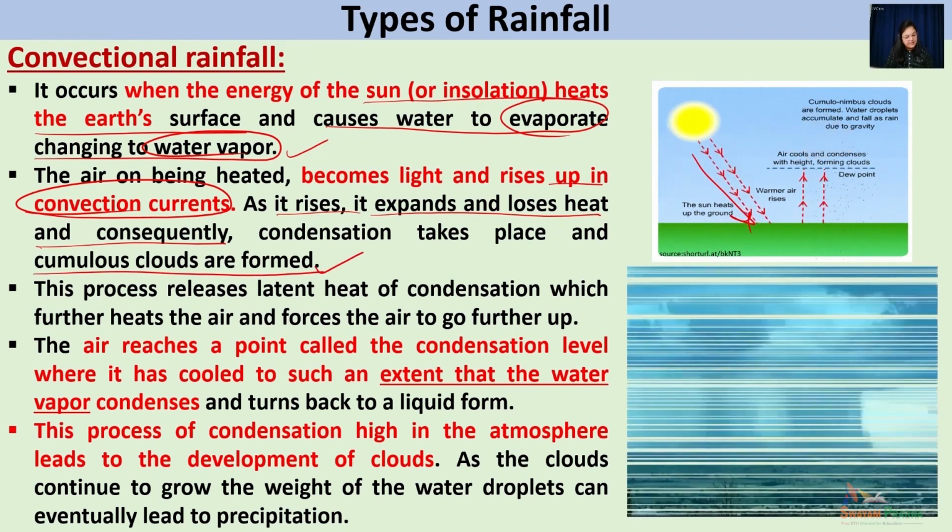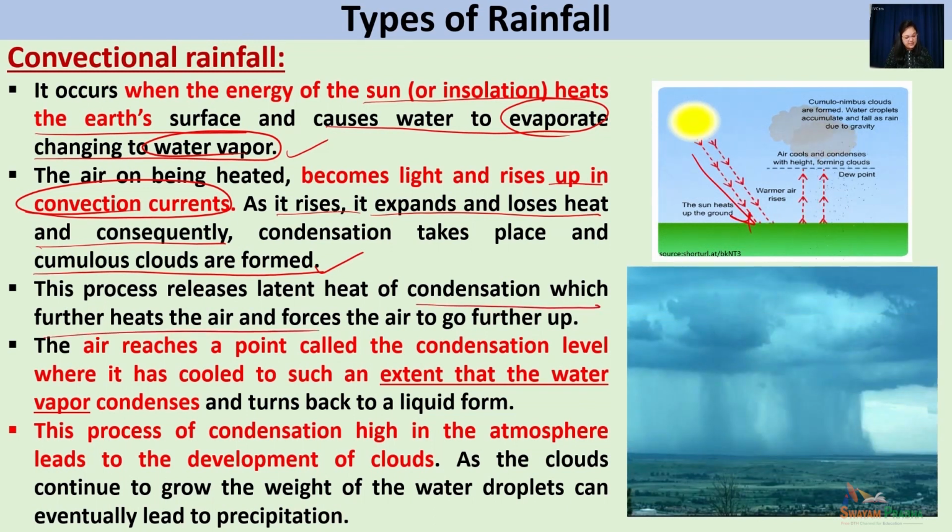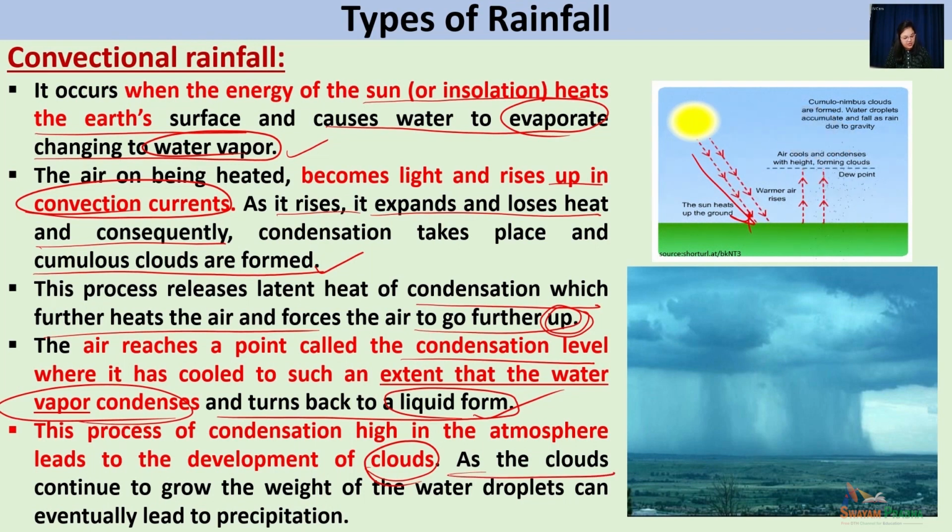This process releases latent heat of condensation, which further heats the air and forces the air to go further up. The air reaches a point which is called the condensation level, where it has cooled to such an extent that the water vapor condenses, turning back to liquid and leading to precipitation. This process of condensation high in the atmosphere leads to the development of clouds. As the clouds continue to grow, the weight of the water droplets cannot be contained, eventually leading to precipitation. So this is convectional rainfall, which primarily originates because of the convectional mechanism or heating of the Earth's surface.